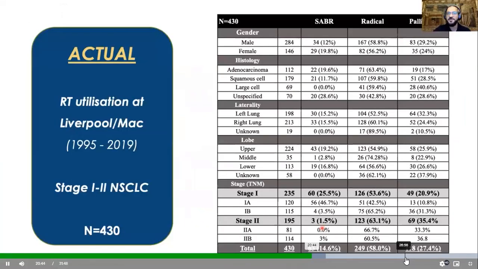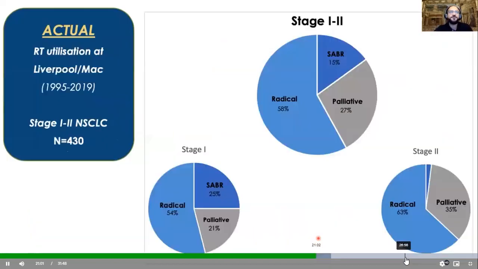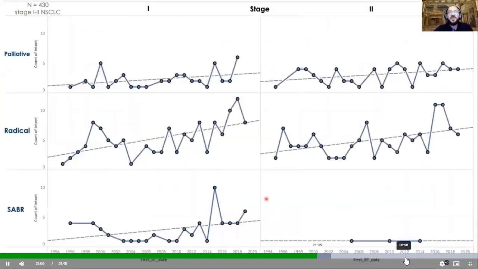We also looked at the actual utilization rates within our local center, Liverpool Hospital, and we found that out of 430 patients, about 15% received SABR, 58% received radical, and about 27% received palliative radiotherapy. This is just the same data broken down by stage. We also did some time trend analysis, and you can see the general trend is increased utilization of radiotherapy, especially for radical.